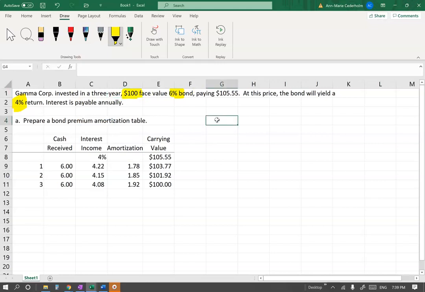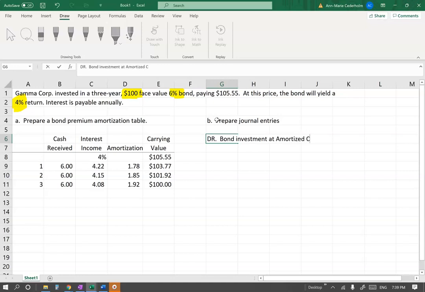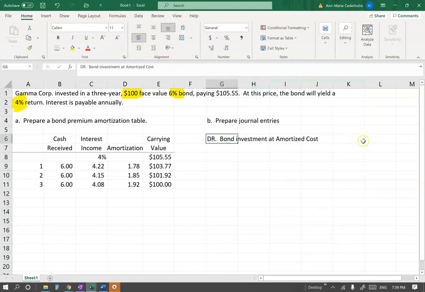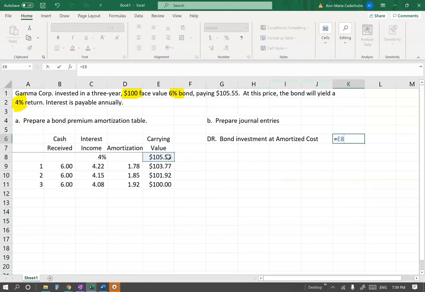Okay, so now that we have our bond amortization table together, we can go ahead and do the journal entries. Now I'm going to keep this really easy. So I'm just going to assume that my bond payments line up with my year end. If not, we'll actually have to do interest accruals if my year end doesn't line up. So my first journal entry would be to debit the bond investment at amortized costs. And that will be for my 105.55.